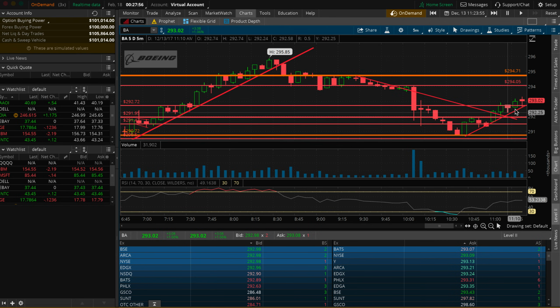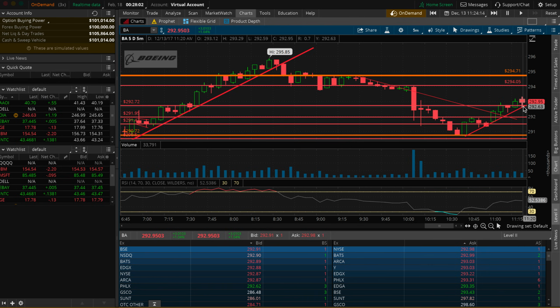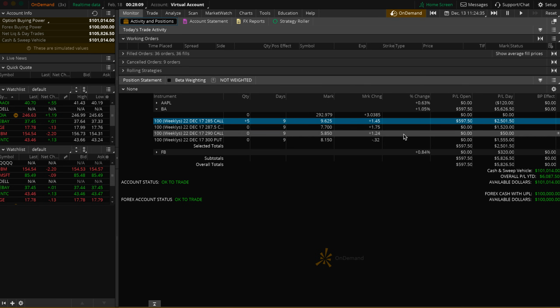So you see this uptrend again? It's holding that. Uptrend, uptrend, holding that. So that's double support right here. Double support. $600.